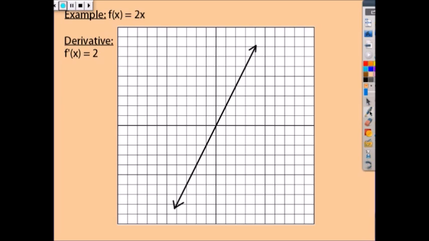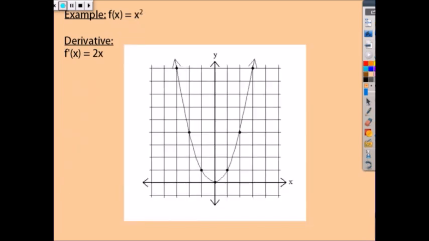By the way, we can express derivatives several different ways: dy over dx, d over dx, and f prime of x. What happens when the graph is not linear, like f of x equals x squared? The derivative of f of x equals x squared is 2x.